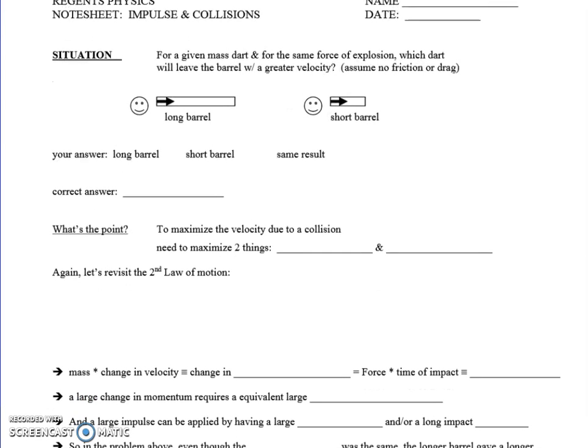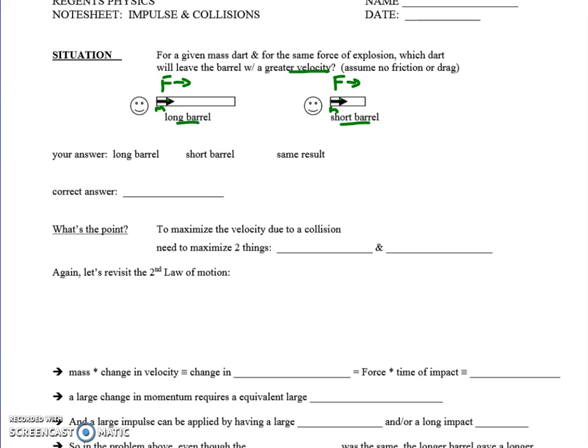So I want to start us off with a little scenario. We have a dart gun, and I'll show you the dart gun tomorrow. I'm going to put a dart in each gun, and the only difference between my dart guns is I have a long barrel one and a short barrel one. And the question is, if I exert a force on them, so I'm going to draw on here, I'm going to put a force F, the exact same force, on the same dart, so the masses are the same, we'll call this mass. The question is, which dart will leave the barrel with a greater velocity?